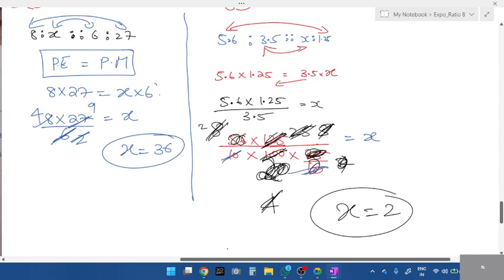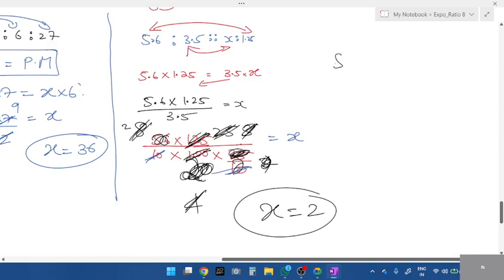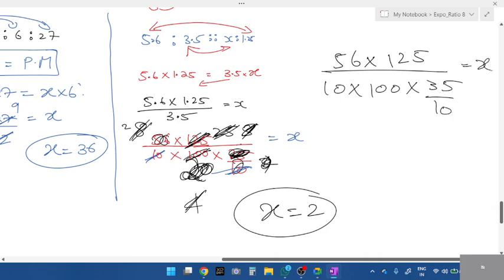All of you understood how to calculate? Make a note of this, students. Try it for homework. 56 divided by 10, 125 divided by 100, into 35 by 10. Try this later. Try it for homework.